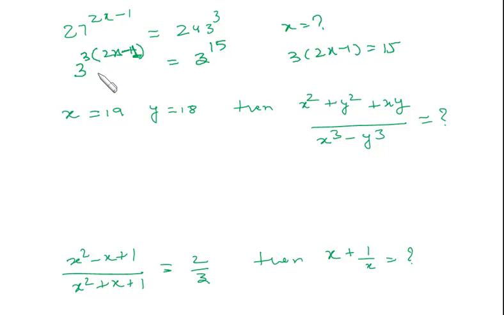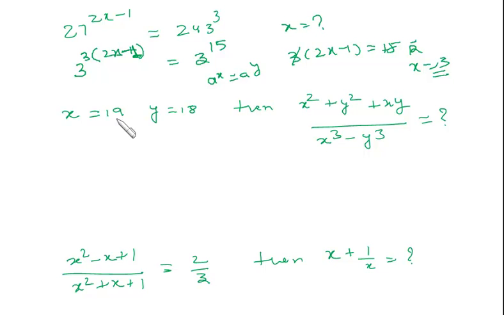because when the base is same, power will also be same. If a raised to x is equal to a raised to y, then x is equal to y. Okay, now 2x minus 1 is equal to 5, that means x is equal to 3. Pretty simple.